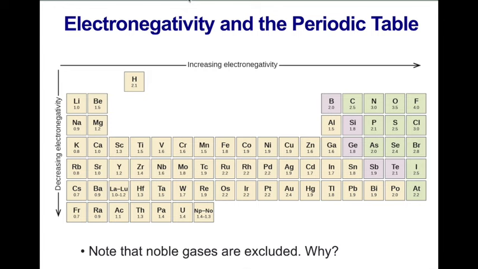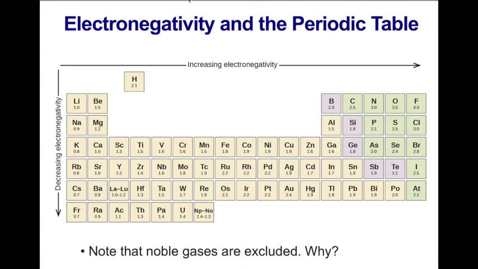So it ends up that fluorine is the most electronegative atom. The numbers that are listed below each of these elements, that's the electronegativity value. So fluorine is at the top of the scale. The largest electronegativity there is 4.